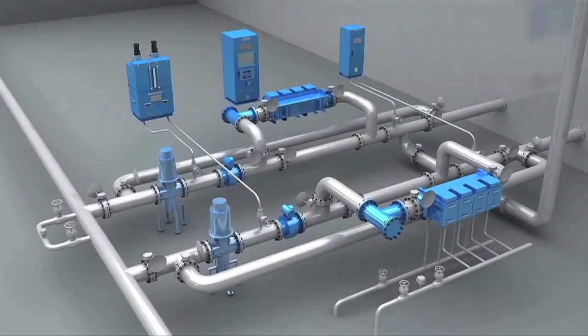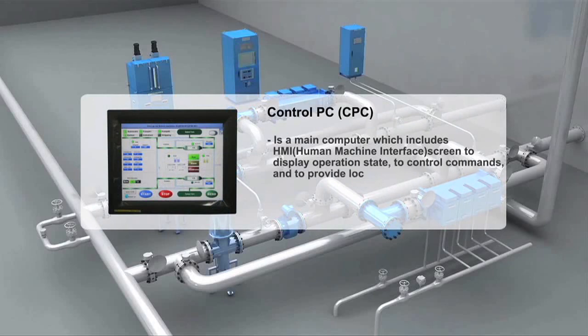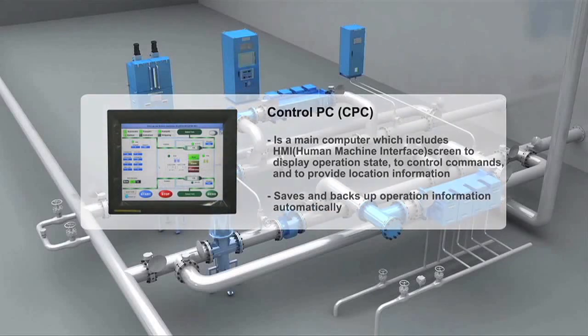This is a main computer which includes an HMI, human-machine interface, screen to display operation state, to control commands, and to provide location information. It saves and backs up operation information automatically.